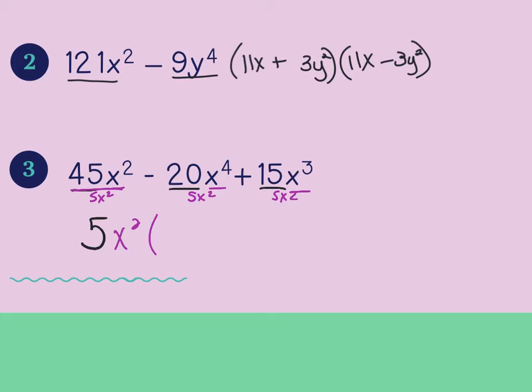Open up my parentheses. 45 divided by 5 is 9. x squared and x squared would cancel. Minus 20 divided by 5 is 4. x to the 4th divided by x squared is x squared. And 15 divided by 5 is 3. And x to the 3rd divided by x to the 2nd is x. So this is factored completely. Everybody good so far?